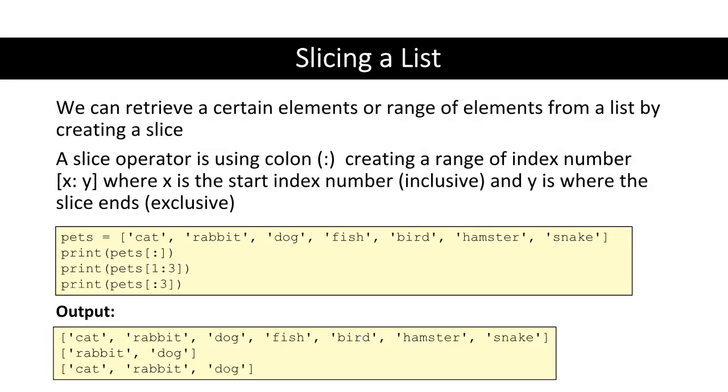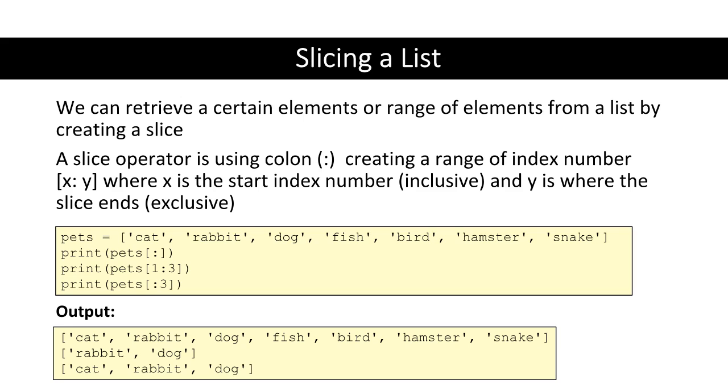Slicing allows us to extract a portion of a list using a range of indices. The format is start to end, where the end index is not included. Here we use slicing, pets[1:3]. Start at index 1, rabbit, stop before index 3. So the result includes rabbit, and so on. The end index is always excluded.